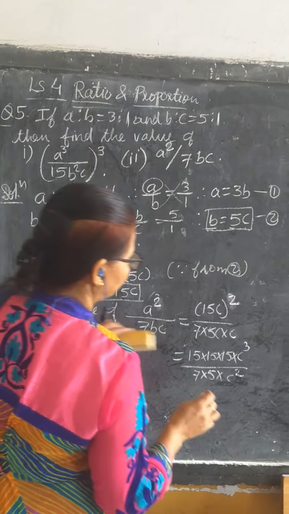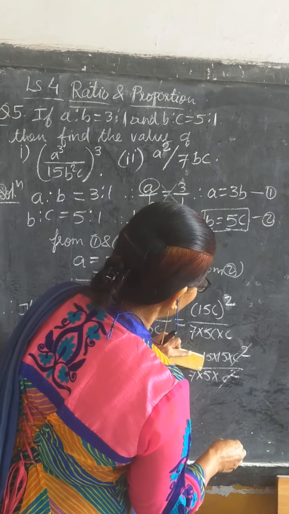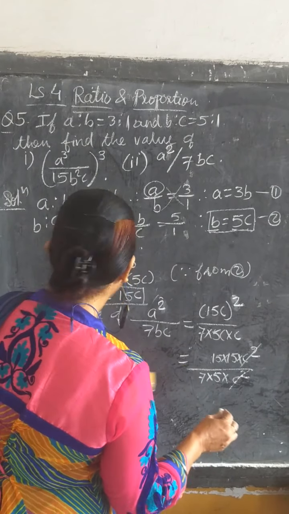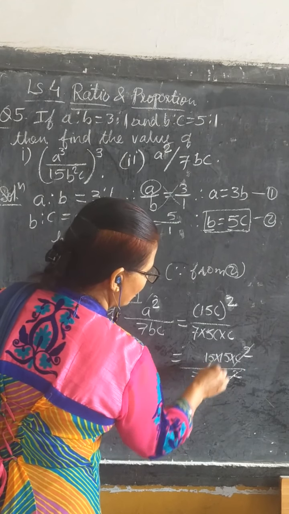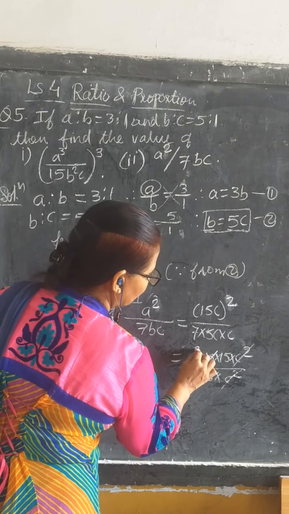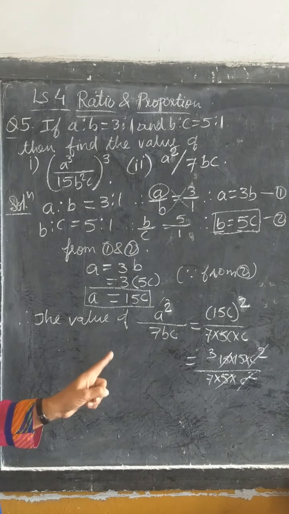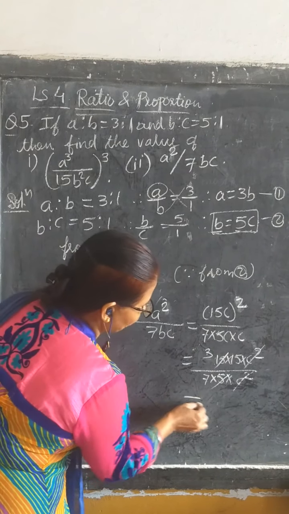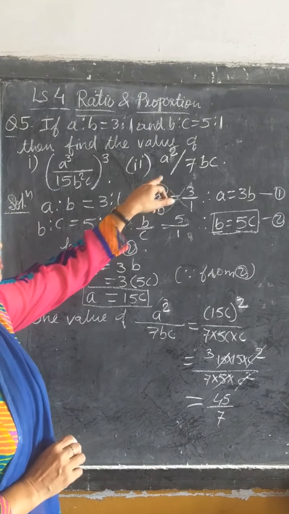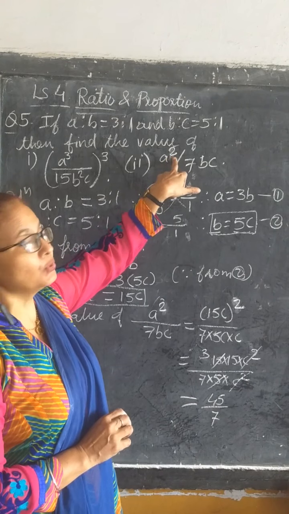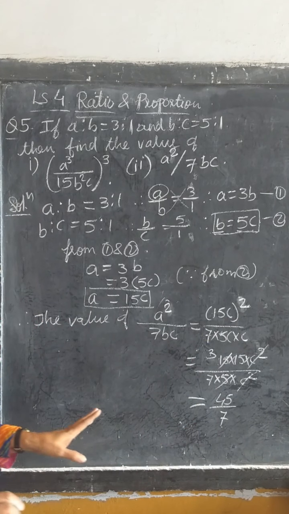Here is square. Now this C square will get cancelled. So 15 square is 15 into 15 into C square, 7 5s are 35, and now let's simplify. 5 3s are 15. So let's write the answer you got: 15 into 3 by 7, that is 15 3s are 45 by 7. According to the question you have to write, in the question it was given to you square, so here you have to take square. Now let's move to question number 6.